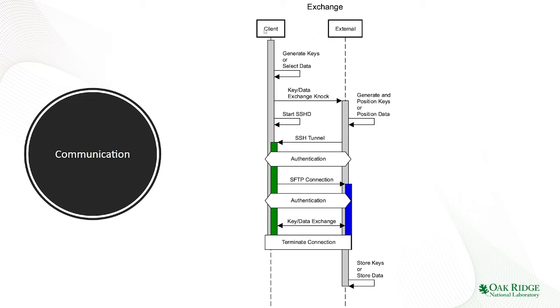But first, the client will generate some keys or it will select some data. So it either wants to exchange new public keys with us or it wants to exchange some data with us for matching. It issues a port knock, which basically is a way to tell the external computer that it wants to talk. If the external node recognizes the knock, it will then either generate and position a new set of volatile keys, or it will position data for exchange.